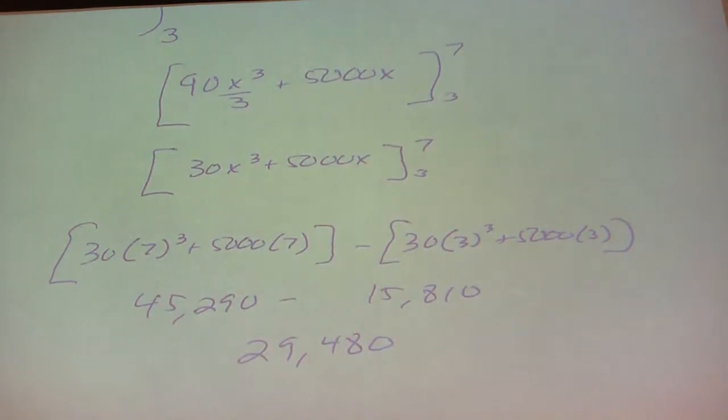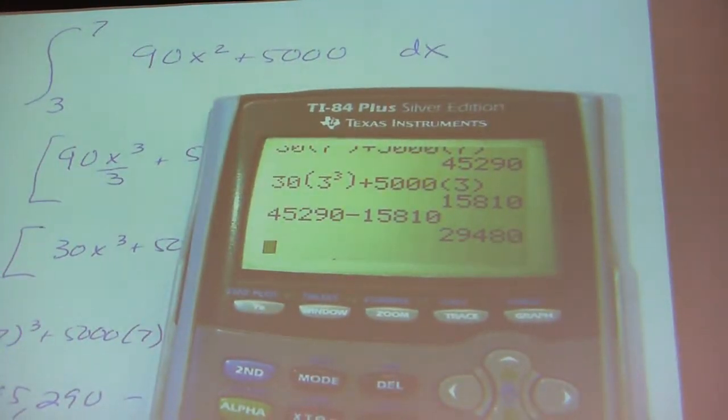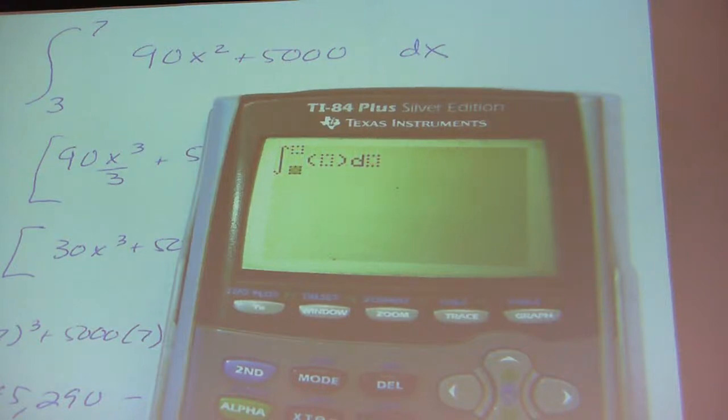If you haven't already, check it in the calculator by plugging in the original. When we check it, make sure you type it in. It's math 9, from 3 to 7, 90 x squared plus 5,000, x. There's your 29,480. Everything can be checked.